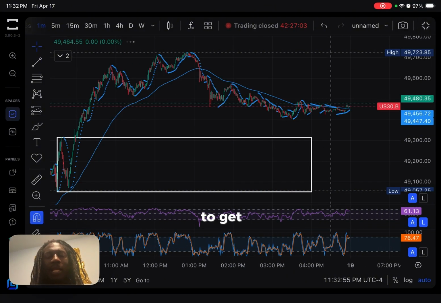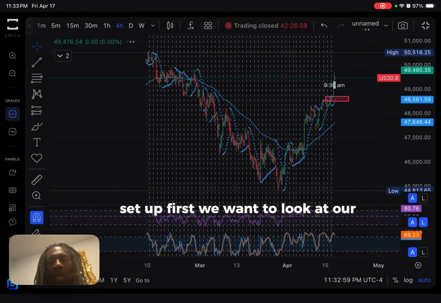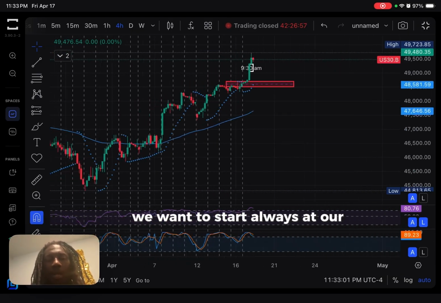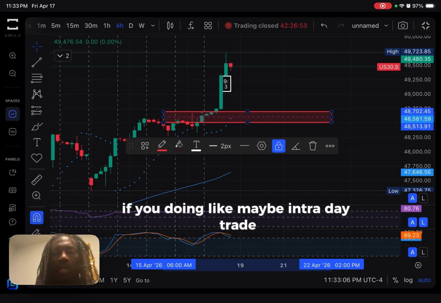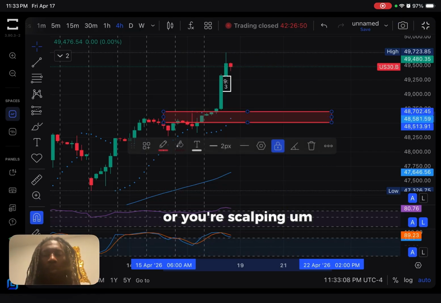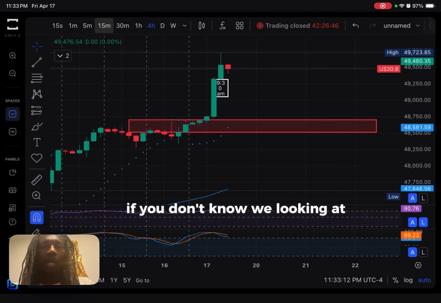All right, so for me to get that setup, first we want to look at our higher time frames. We want to start always at our daily or our 4 hour. For me, 4 hour if you're doing maybe an intraday trade or you're scalping. So right here we're looking at US 30.